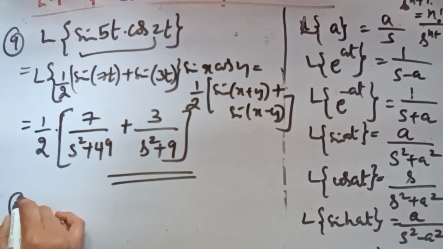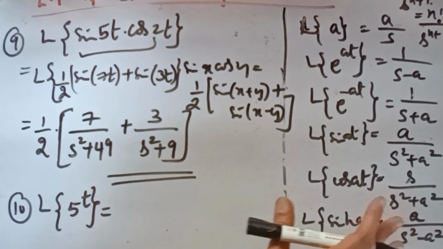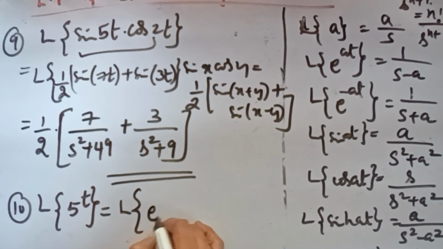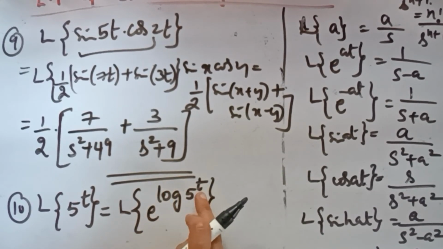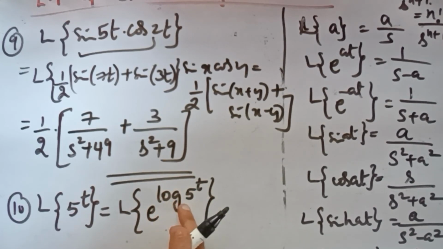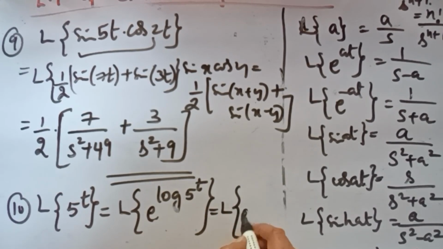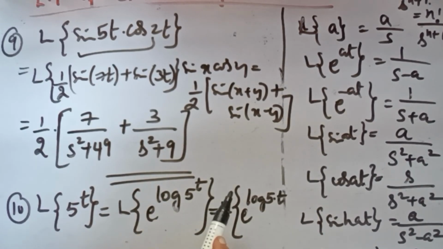Next is Laplace transform of 5 to the power t. See, you don't have the direct standard formula for Laplace transform of 5 power t, but I can write this as Laplace transform of e to the power log of 5 to the power t, because exponential and log cancel. Log means natural logarithm, you can write ln also. So this is Laplace transform of e to the power log of 5 into t. Log of a power m is m into log a, so the power can be written as a product here, t into log of 5.